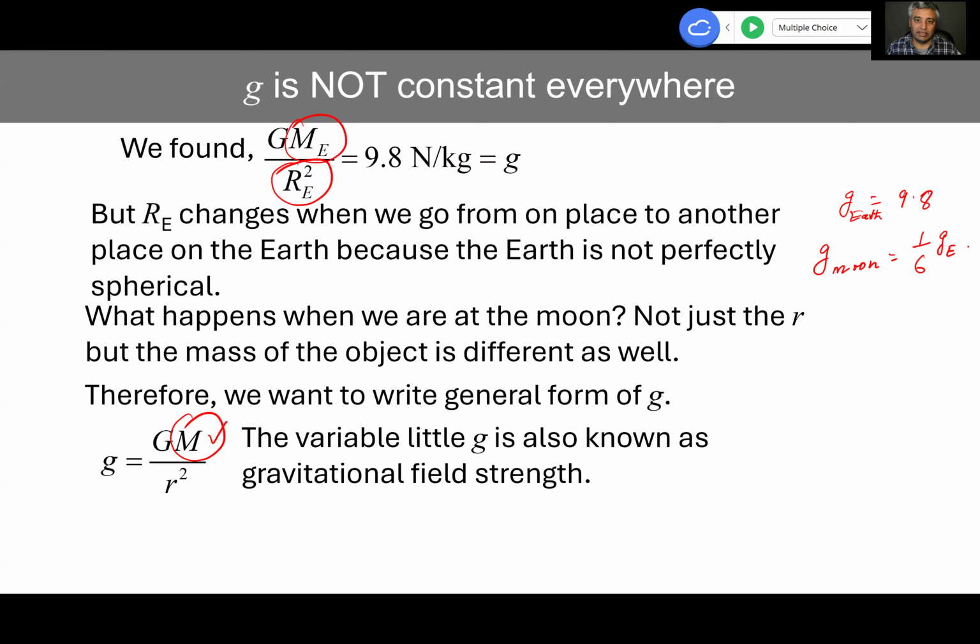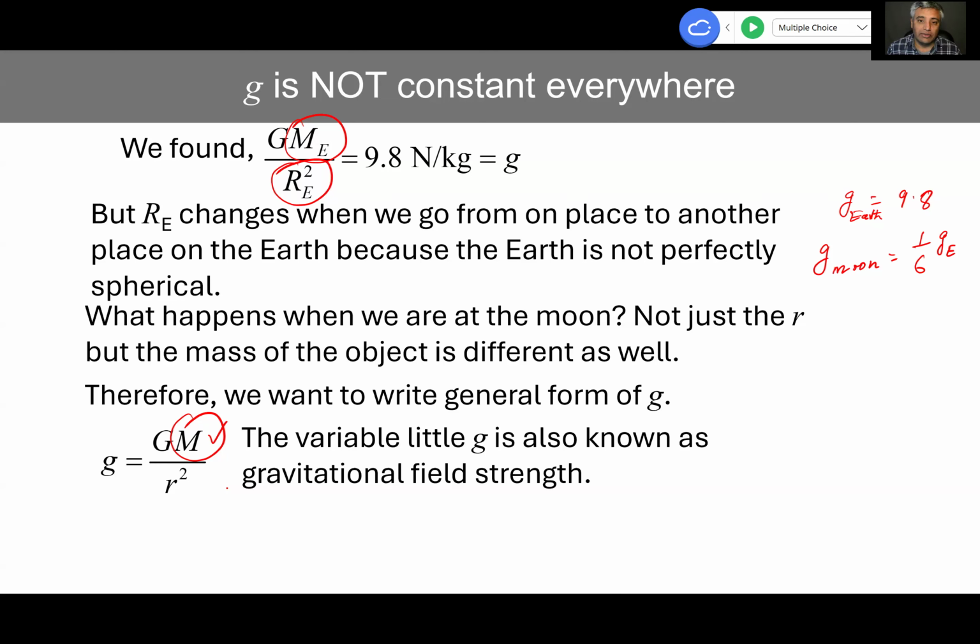Only about 1/6. Why? Because the mass of the moon is way smaller than the mass of the earth. Although the radius of the moon is also smaller, the mass is way smaller for the moon compared to the earth. So for the moon, the value of G becomes smaller.